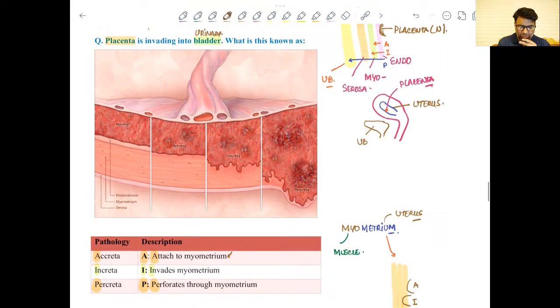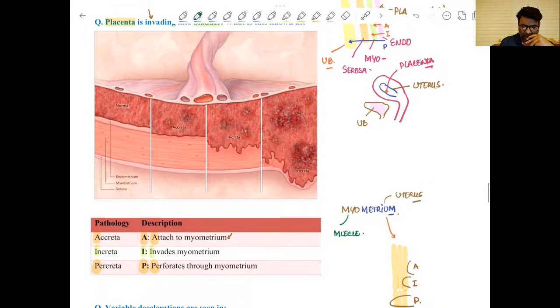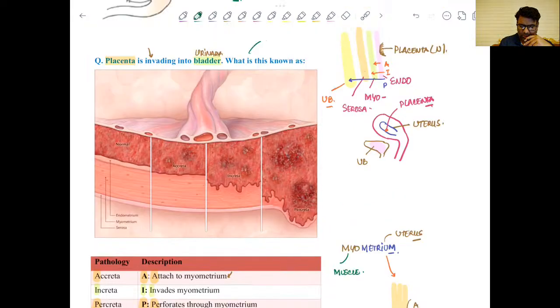And therefore in this question, since the placenta is perforating through the myometrium, reaching up to the urinary bladder in the front, the answer will be percreta. Clear? So here the answer will be percreta for this particular description.